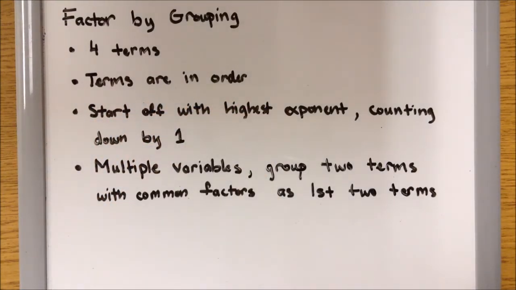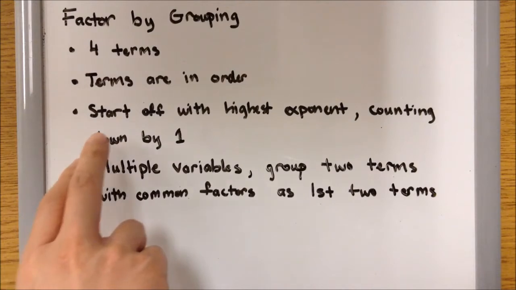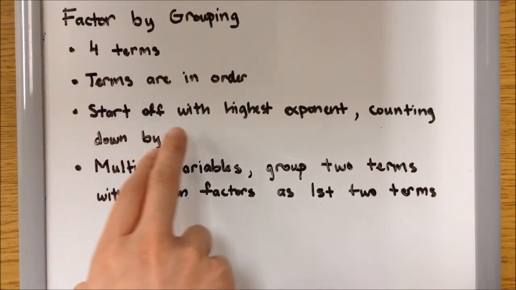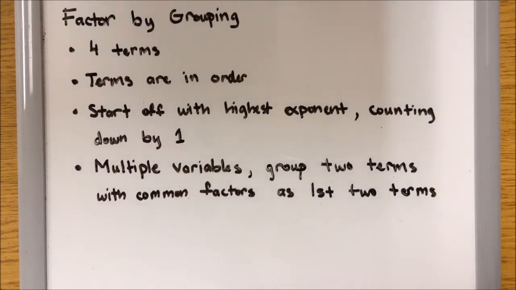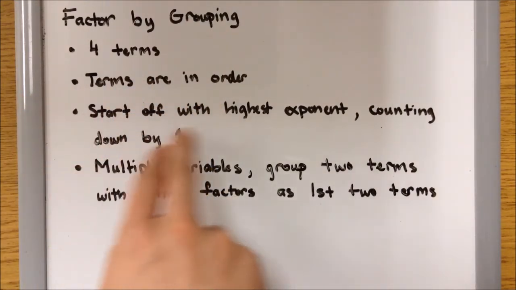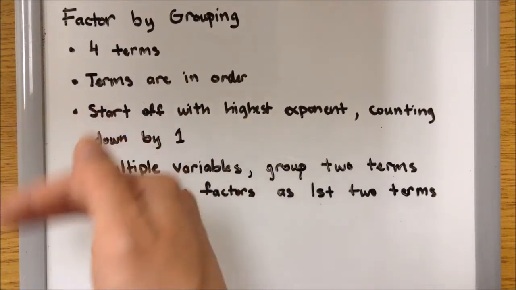To check if the terms are in order, we follow the next step, which is to start off with the highest exponent, counting down by 1. So you'll see what I mean by that looking at the examples that we're going to work on. So if it's 4 terms, then you got to check if the terms are in order, starting with the highest exponents and then counting down.